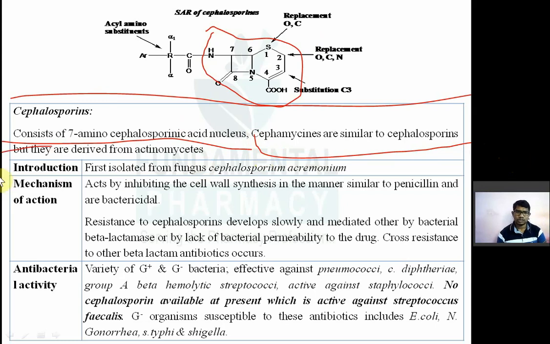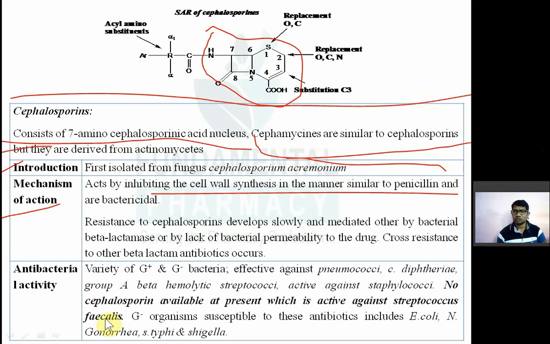Now cephalosporins were isolated from one organism known as Cephalosporium acremonium. The mechanism of action is similar to that of penicillins. They act by inhibiting the cell wall synthesis of bacteria.